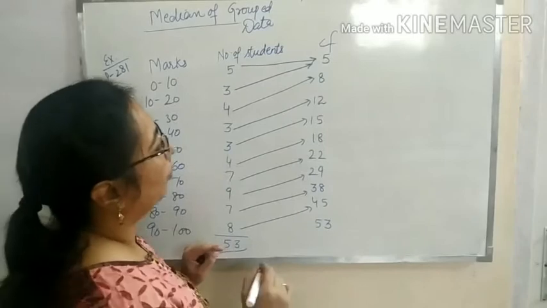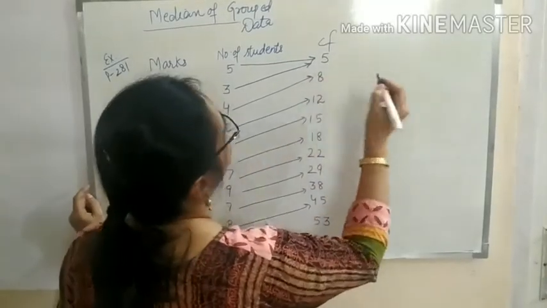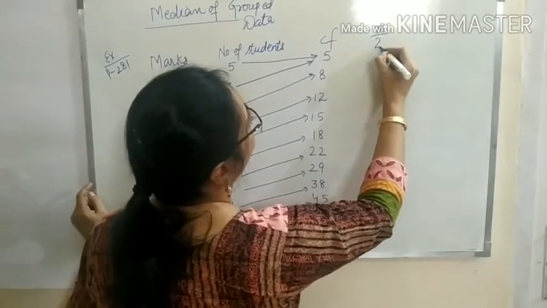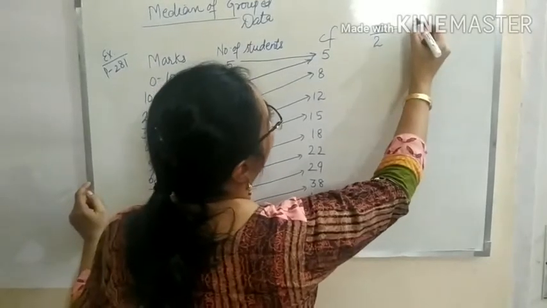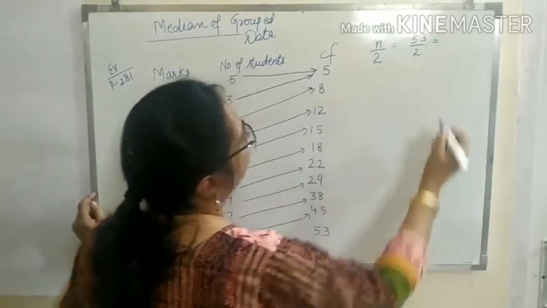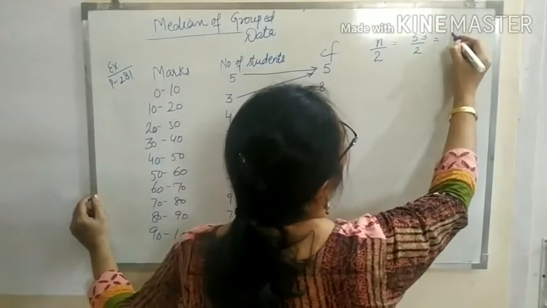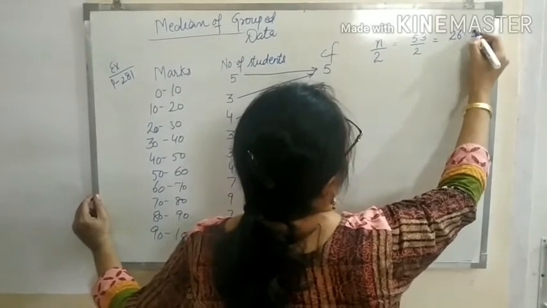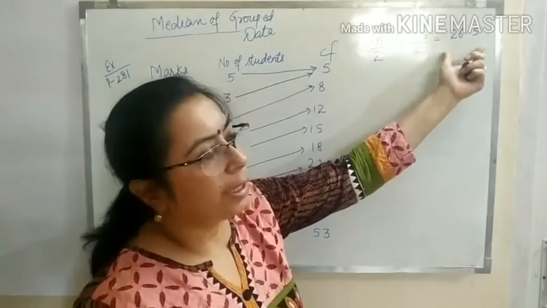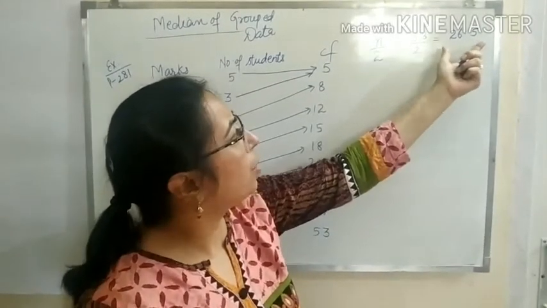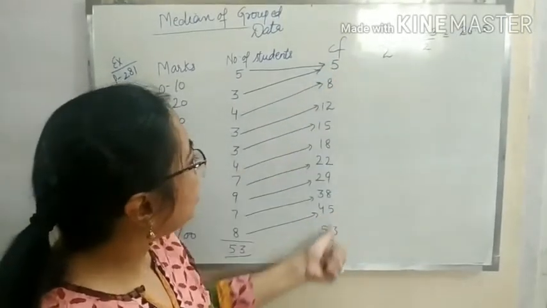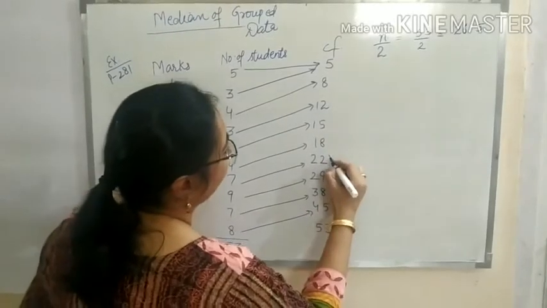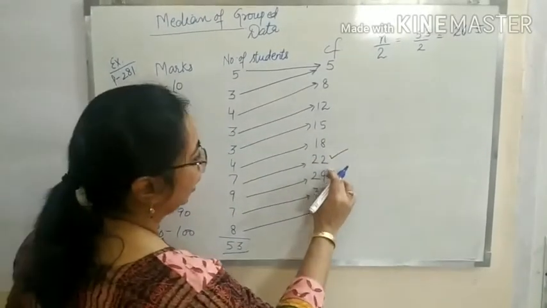From this, now we have to find the median of this grouped data. We need the exact middlemost value, so we will find n by 2. Here n stands for the total number of values, that is 53 by 2. Half of this value comes out to be 26.5. This value is the middlemost value. Now we need to find where this 26.5 stands in the cumulative frequency column. You can see 26.5 will come after 22.